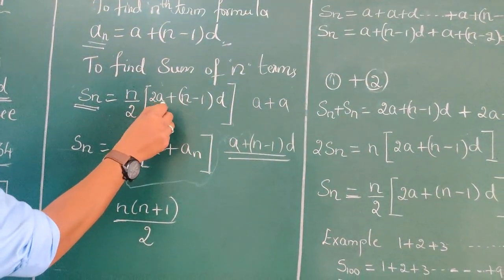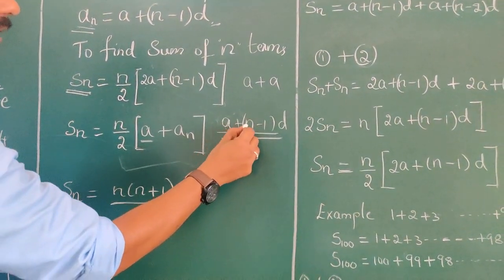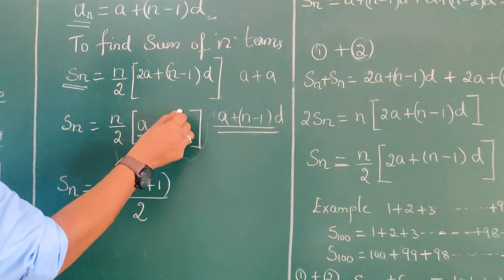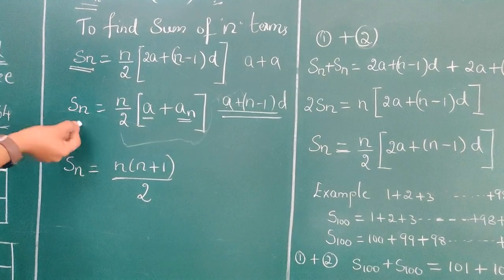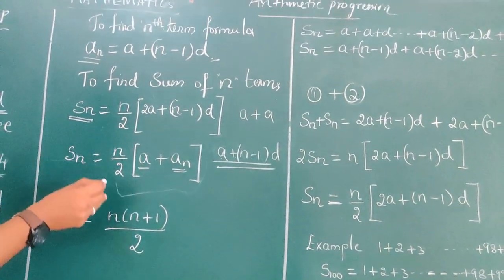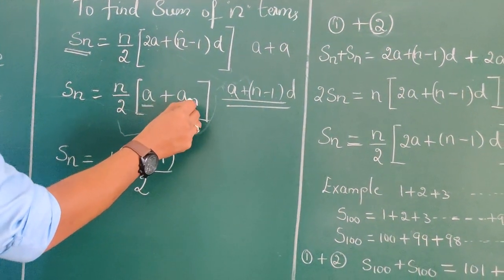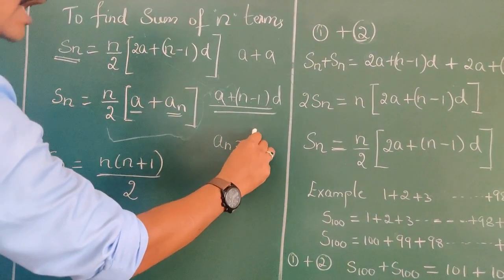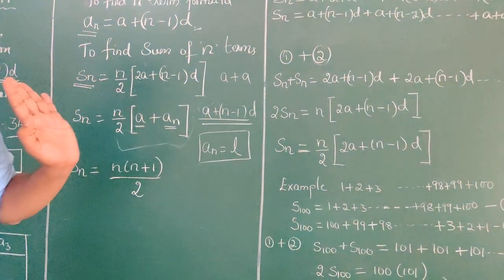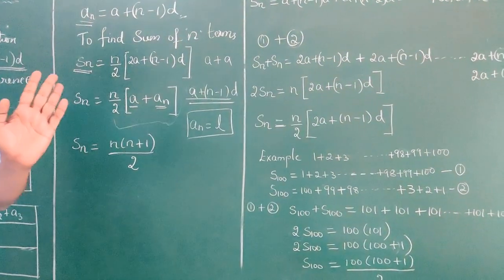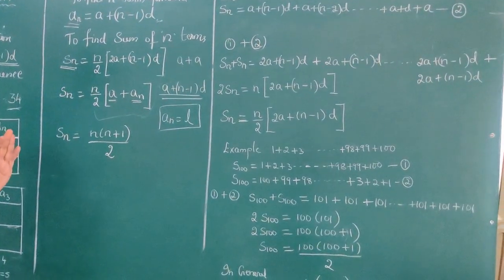Therefore, after splitting 2a, you will get one extra a, keep as it is, and it becomes a plus n minus 1 into d. In place of a plus n minus 1 into d, you can write an. Thus, Sn, the sum of n terms, is also equals to n by 2 into a plus an. This an is called the last term, therefore it can also be called l, so an is equals to l. Is that clear, children? It's very easy. Both the formulas are the same.